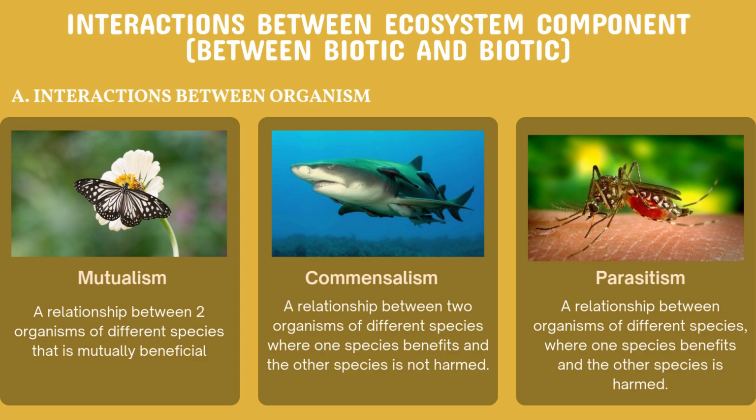Interaction between organisms. The first is mutualism, a relationship between two organisms of different species that is mutually beneficial. And the second is commensalism, a relationship between two organisms of different species where one species benefits and the other species is not harmed. And the last is parasitism, a relationship between organisms of different species where one species benefits and the other species is harmed.